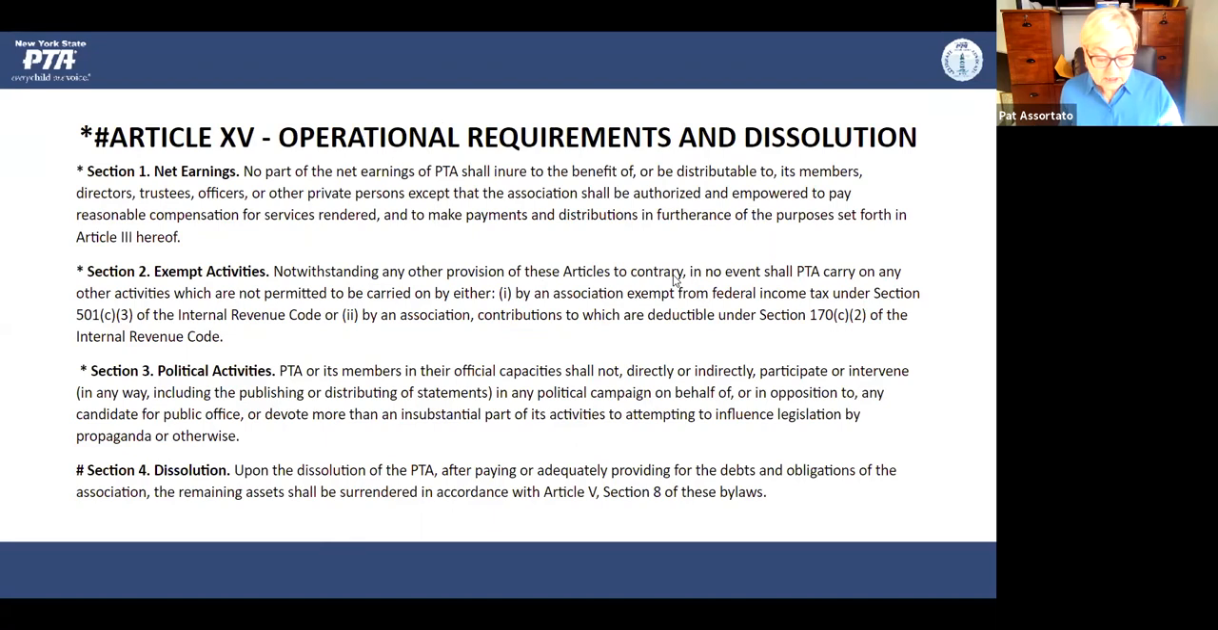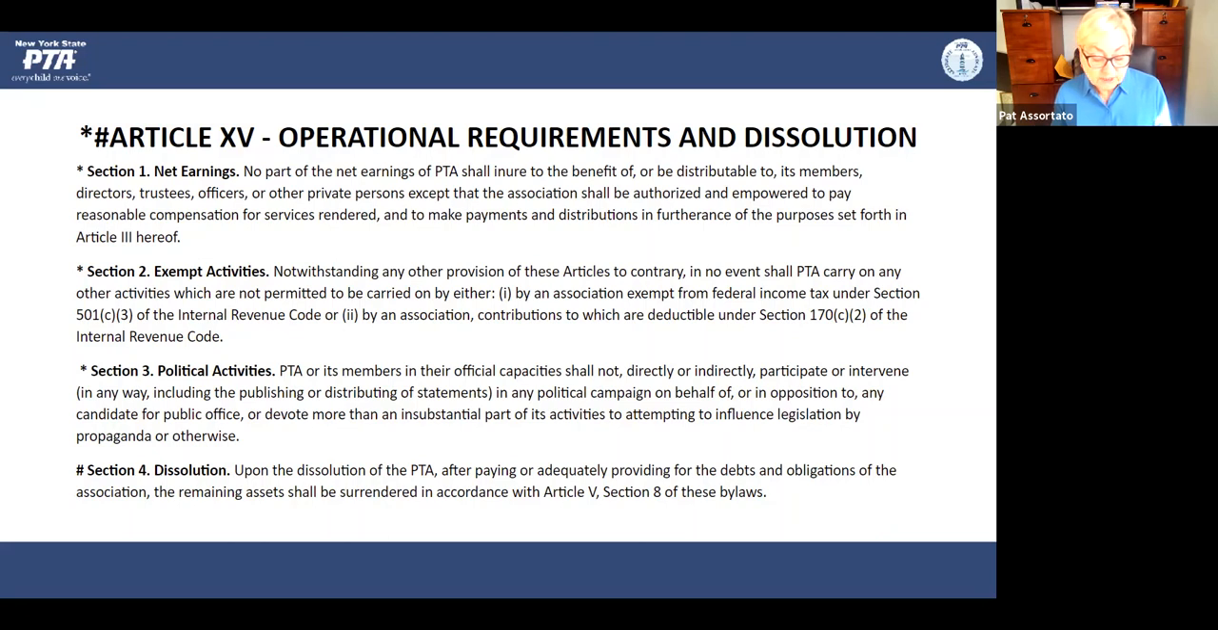Article 15 outlines specific operational requirements under the local units charter with National PTA and New York State PTA and is the same in council bylaws. This again is a very important but much overlooked article in the bylaws of units and councils. Section 1 prescribes limitations on the distribution of earnings to individuals.